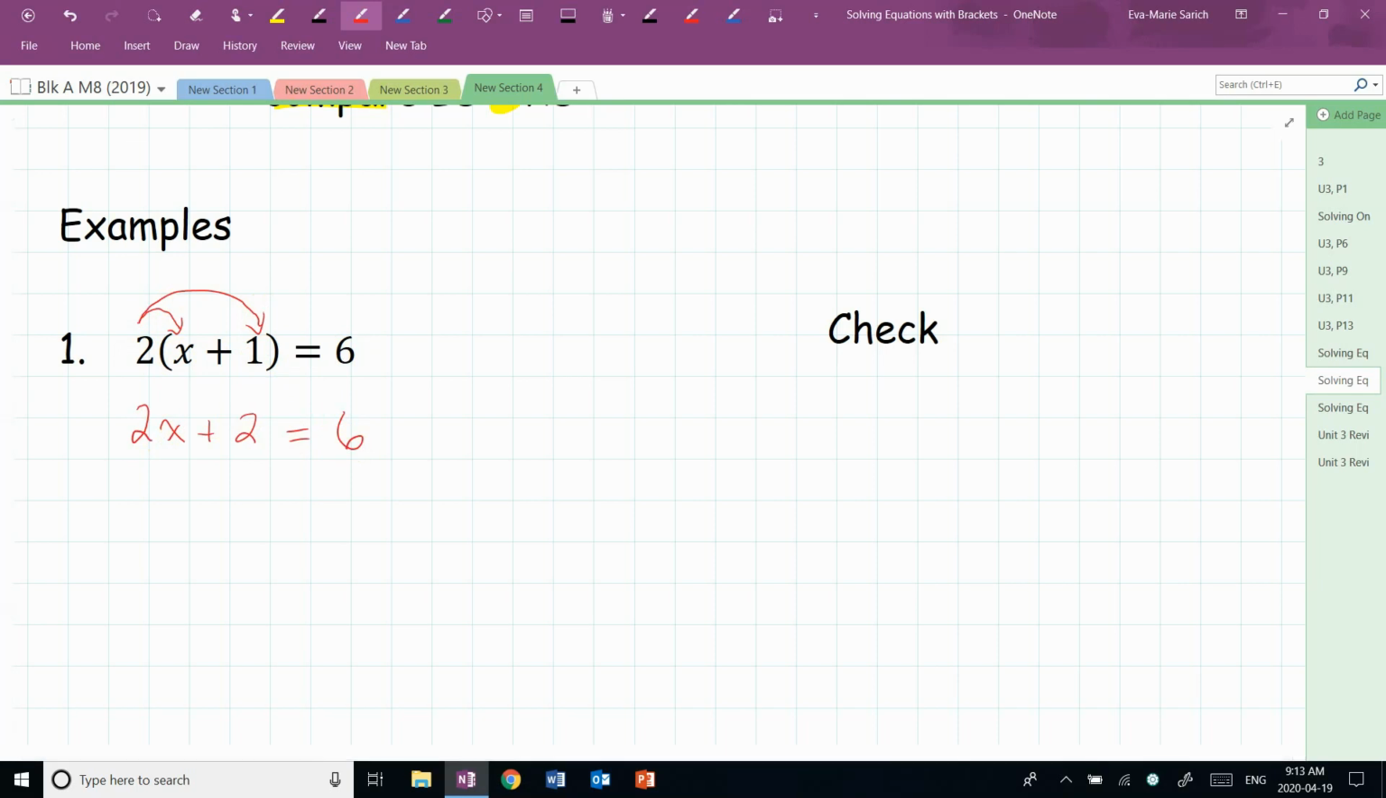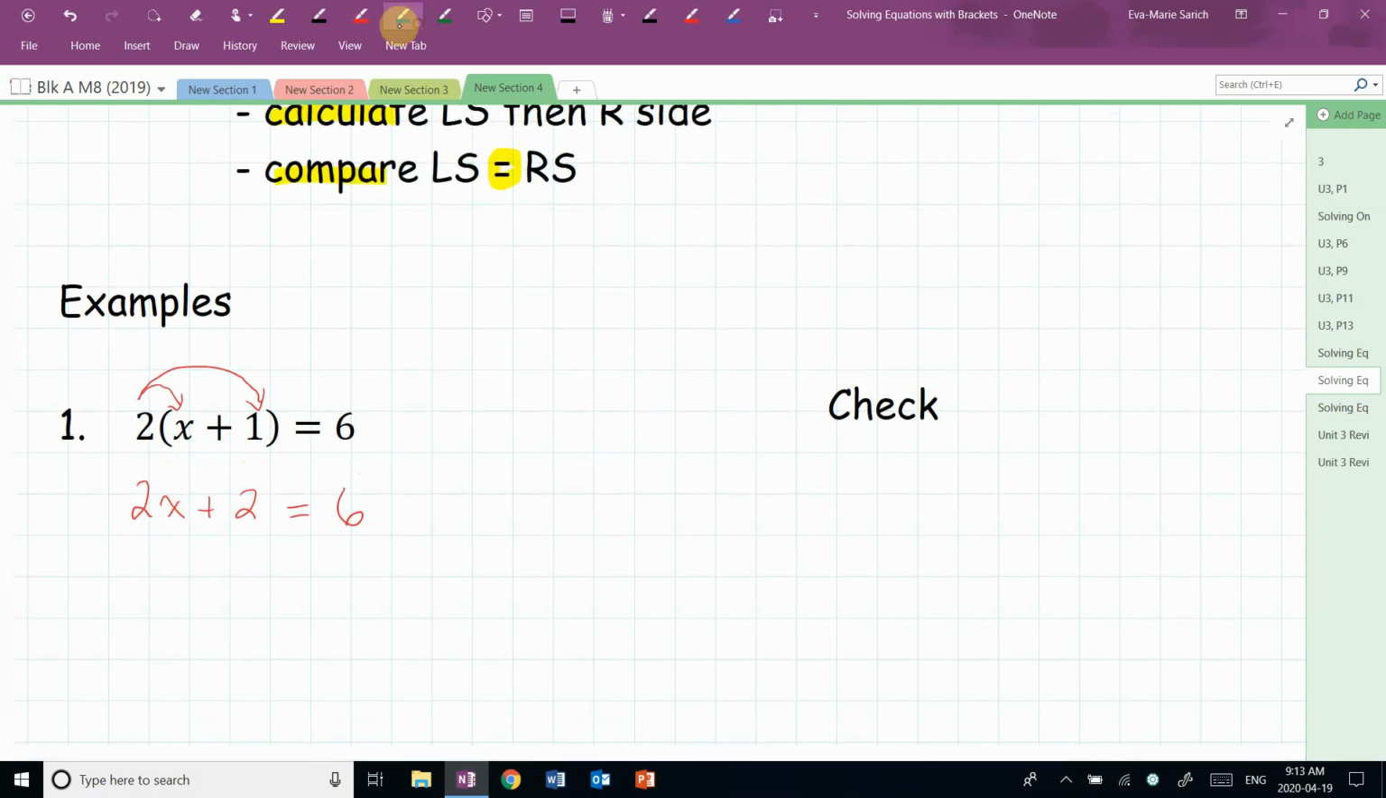Now, there are no like terms to gather. Remember, when we're gathering like terms, we're just looking at the left side. So the left side has an x and a number, so nothing alike there. The right side is just a number. The next step is to make sure the variable is on the left, which it is. Now we need to remove the add or subtract number. Because this has an add 2, we're going to subtract 2 to get rid of it.